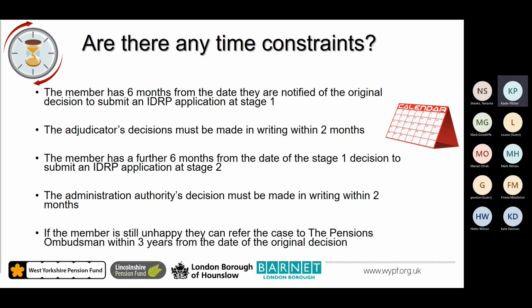And if they're still not happy after they've gone through stages 1 and 2, they can go to the Ombudsman, and it is within 3 years of the original decision that they aren't happy with.